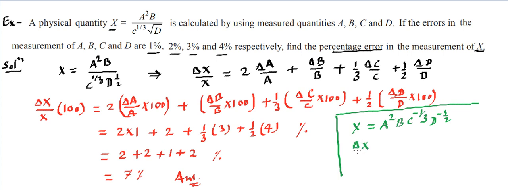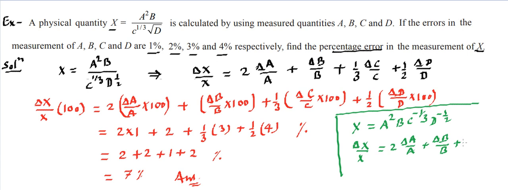Whenever we do that, we will write this fractional error in x using the formula. So this power will come in front, 2 into delta a upon a, plus b will be written as delta b upon b, plus, now here the power seems to be minus 1 by 3.